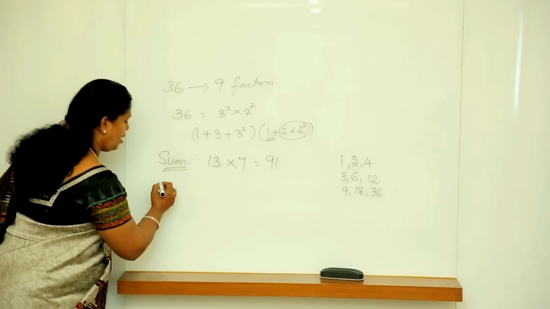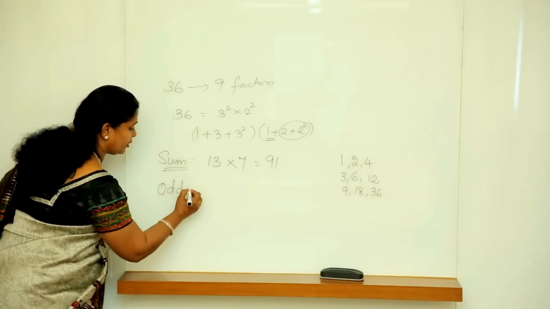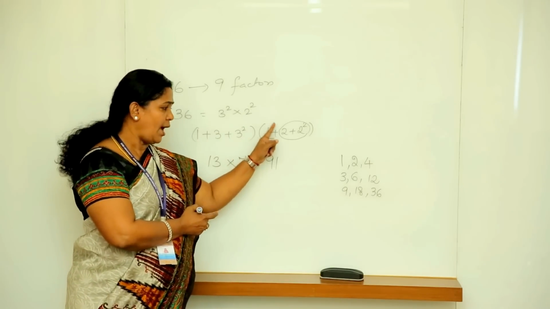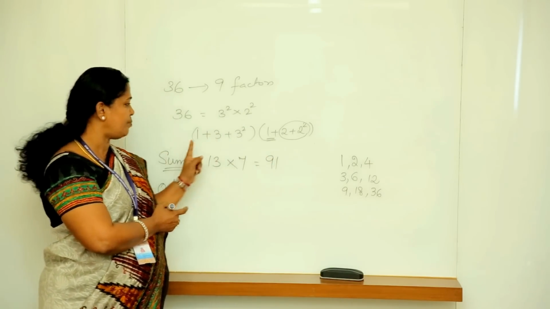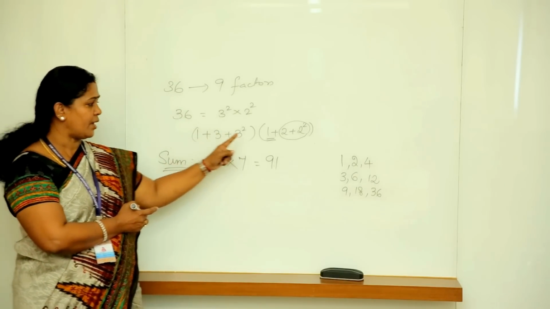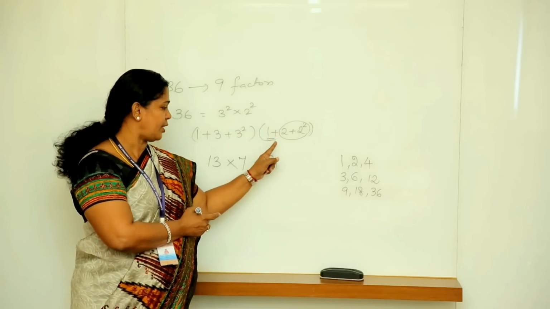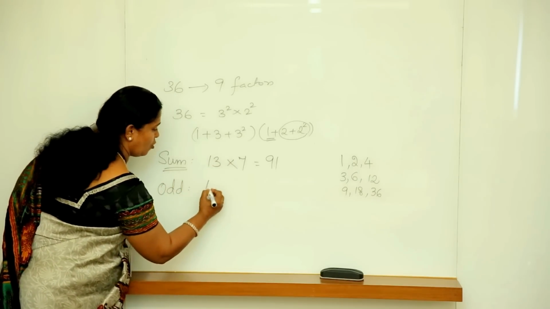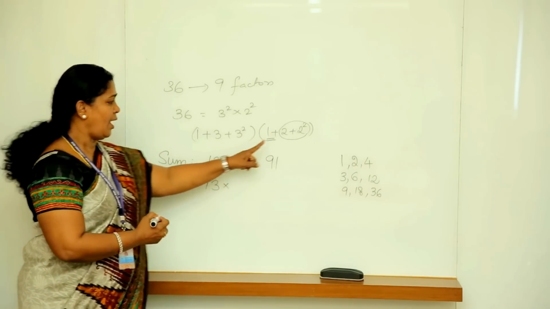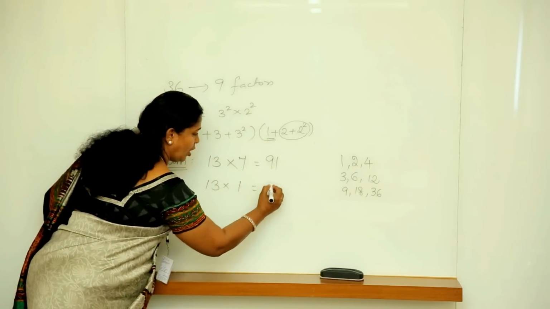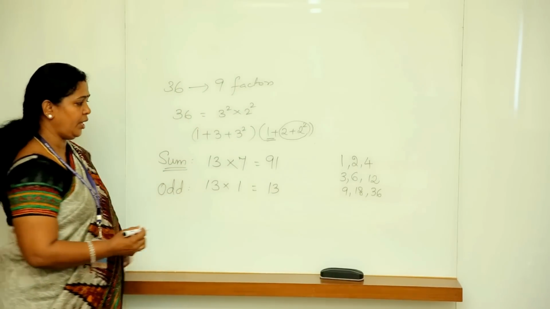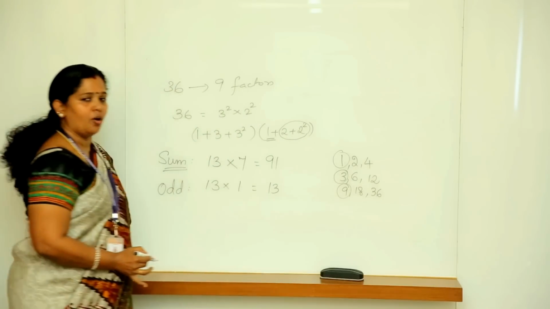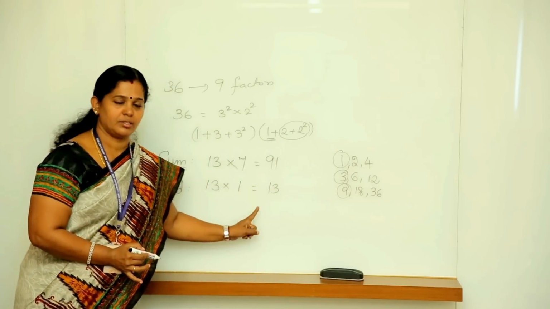Now, similarly, how to find the sum of all the odd factors? How did we find the number of odd factors? The odd terms here and the odd terms here. The same concept, the sum of the odd terms from this bracket and the sum of the odd terms from the second bracket is going to give you the sum of odd factors. Now, this sum already we have, which is 13, and here it is 1. So, the odd factors will add to 13. You can check 1, 3 and 9 are the odd factors whose sum is 13.